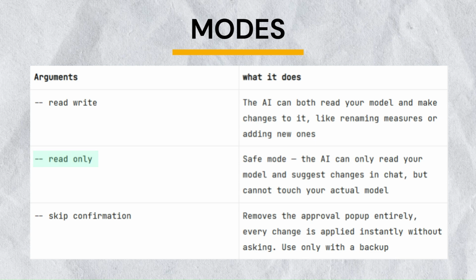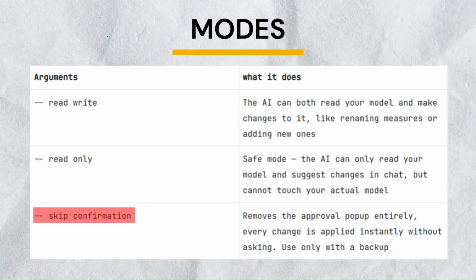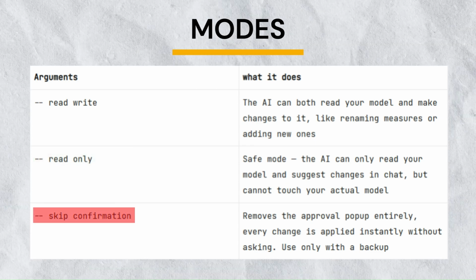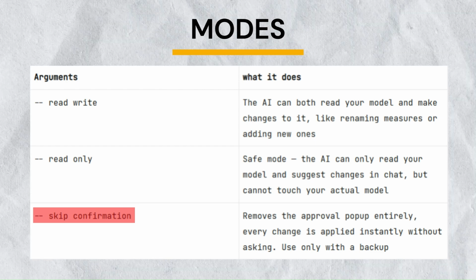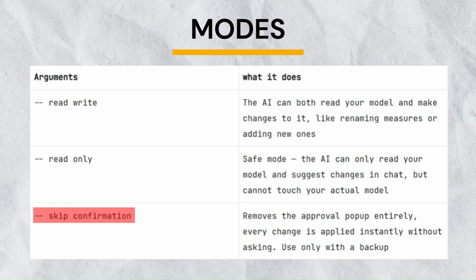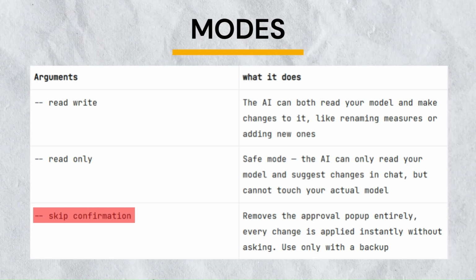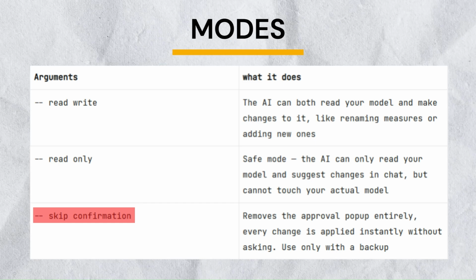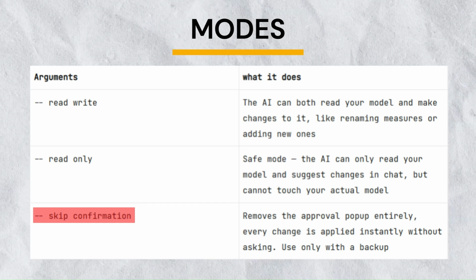There's also a confirmation step. Even in read-write mode, before the very first change is made, it shows you exactly what it's about to do and waits for your approval. You can also turn this off completely using the skip confirmation argument, but Microsoft is clear about this one. Only use it if you already have a backup of your model.